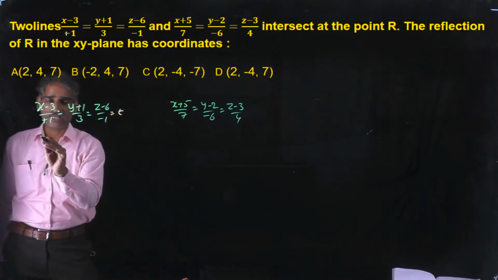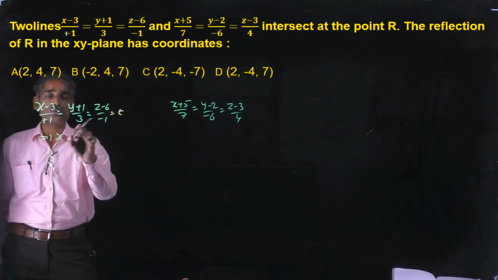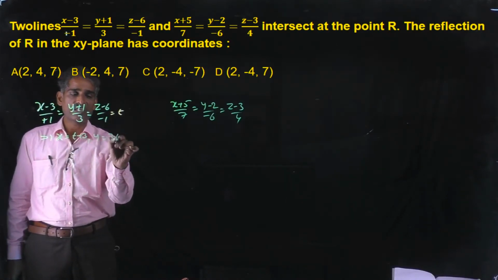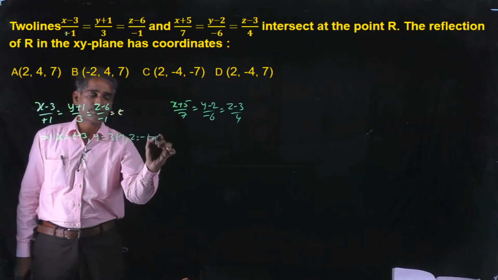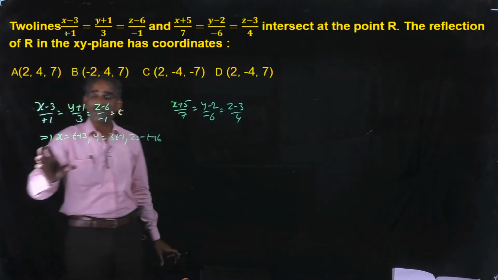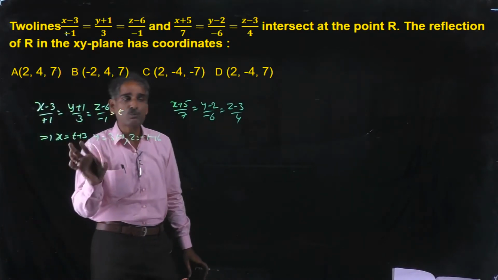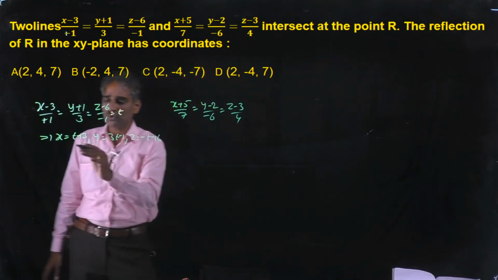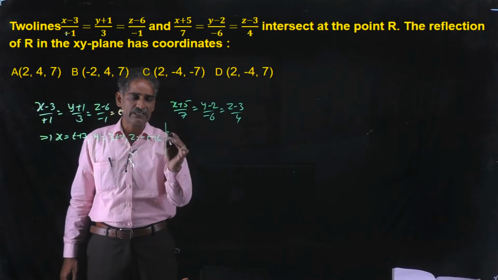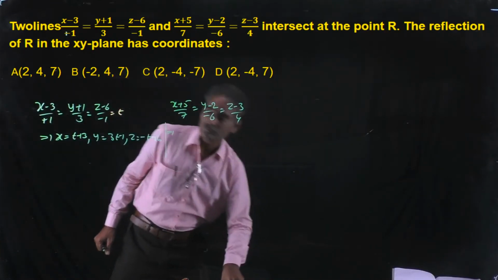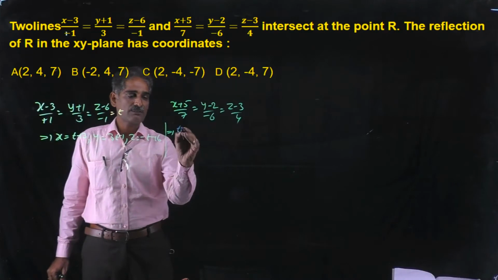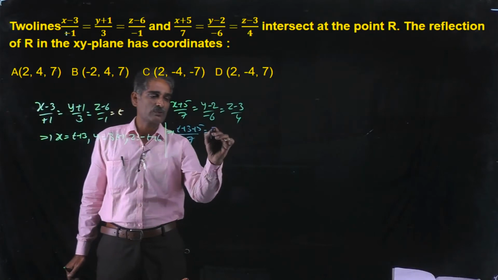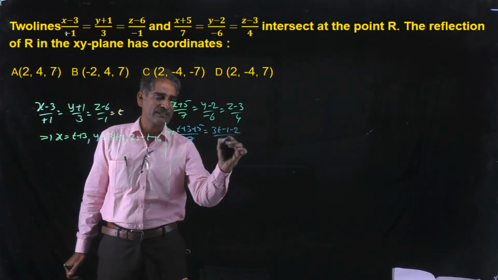So from this we can write x is equal to t plus 3, y is equal to 3t minus 1, z is equal to minus t plus 6. These are the coordinates of a general point on this line. If this point lies on the other line, we will get the intersecting point. Okay, so substitute x, y, z in this equation. Then we will get, substituting x equal to t plus 3, (t plus 3 plus 5) by 7 is equal to y equal to 3t minus 1, (3t minus 1 minus 2) by minus 6.